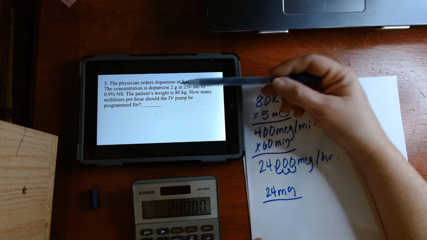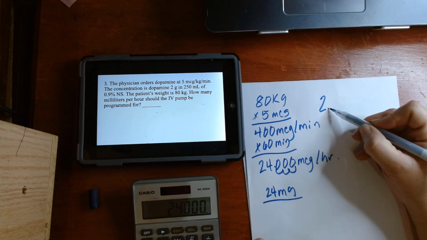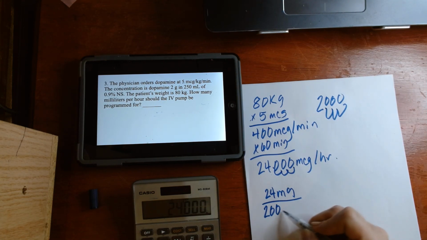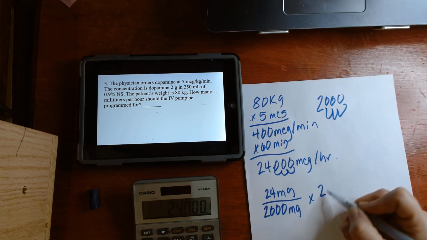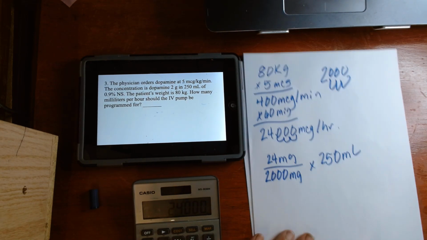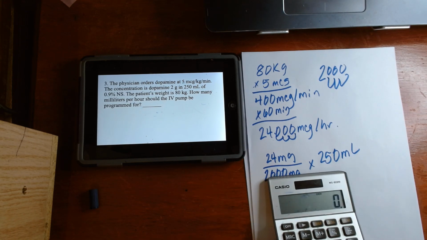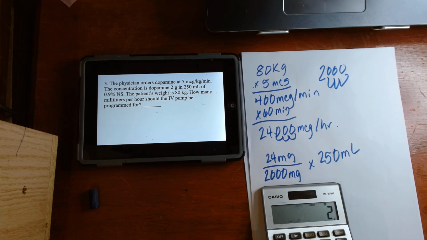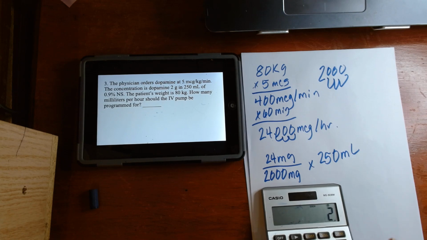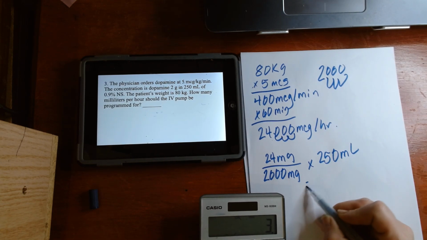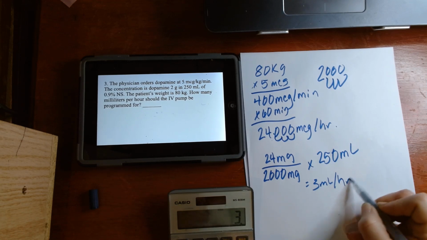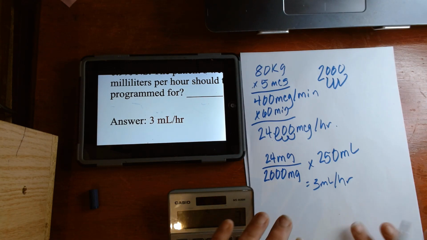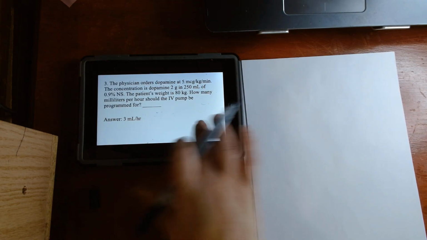And the dopamine that we have is 2 grams. We're going to go 1, 2, 3, make it 2,000 times 250 milliliters. All right, here we go. 24 divided by 2,000 times 250 equals 3 milliliters per hour. Look. Boom. Saved another one. Okay. You like it. Let's do another one.